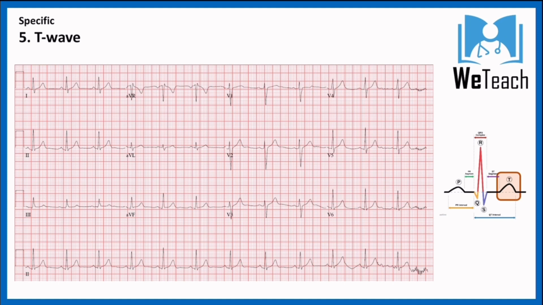Then for T wave, report if there's any flat T wave, peak T wave, or T wave inversion, and in what leads. Finally, other findings like U wave, right bundle branch block, or left bundle branch block.